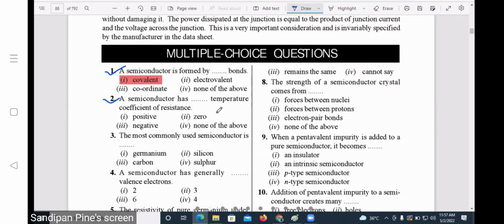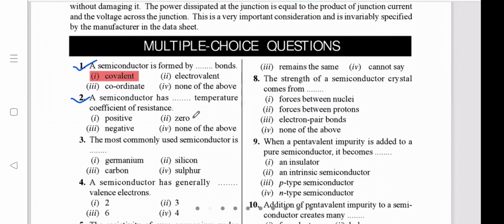Negative temperature coefficient. In case of metal, what happens if we increase temperature? The vibration increases, and due to vibration it is very tough for us to move the electron from one place to another. So all types of metal normally have a positive temperature coefficient. अगर आप temperature बढ़ाओगे तो resistance बढ़ेगा. But in case of semiconductor, the funda is different.